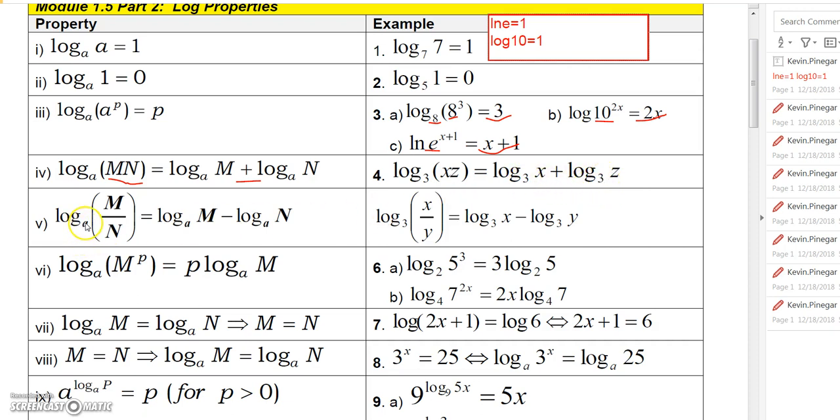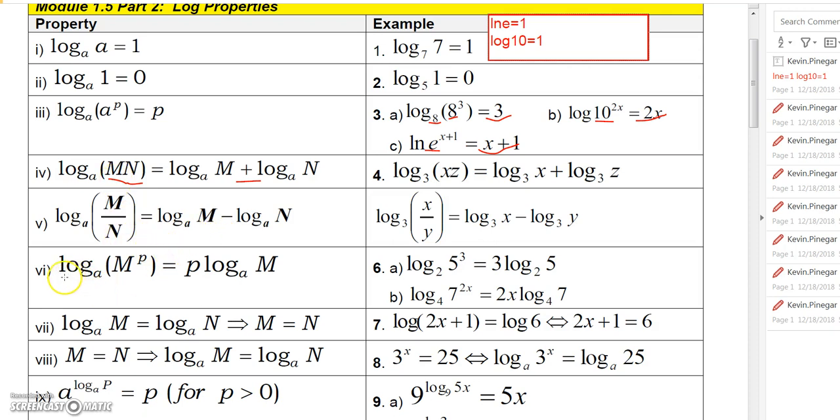Then there's one for the log of a quotient. The log of m over n base a is the log of m base a minus the log of n base a. So if you had the log of x over y base 3, you could write that as the log of x base 3 minus the log of y base 3. Make sure you get these properties right in your memory, because it's easy to mix them up. So make sure you memorize these two properties.